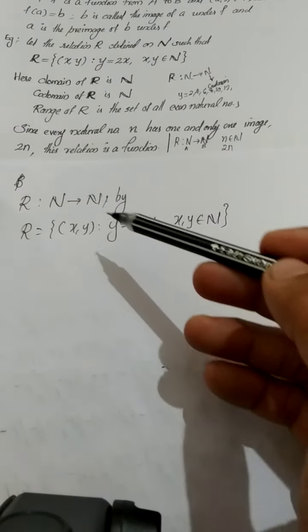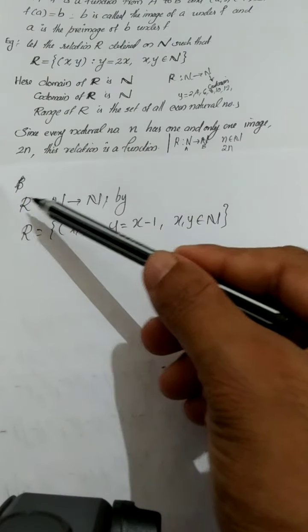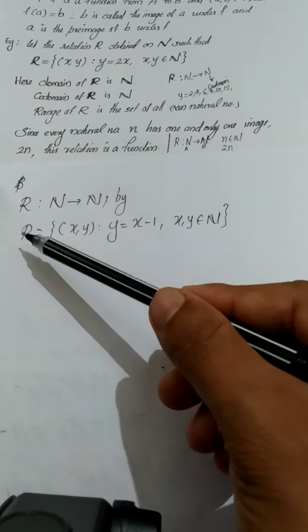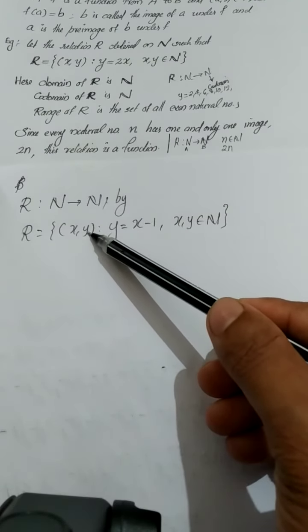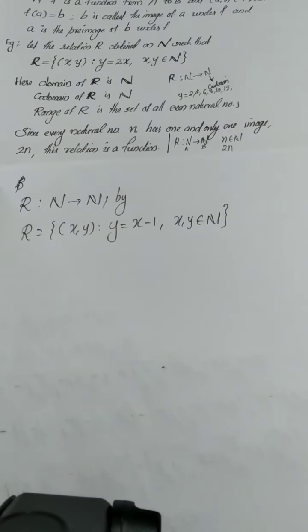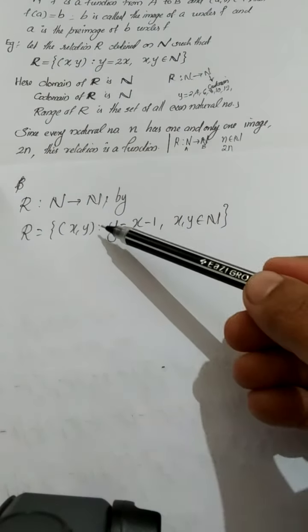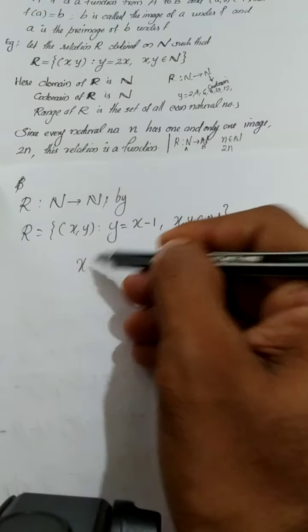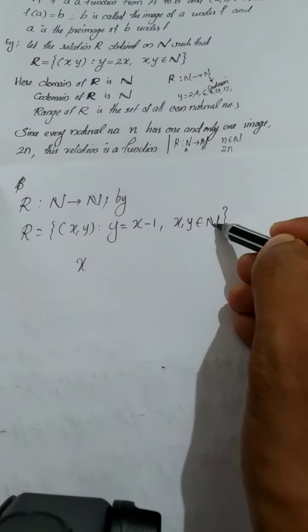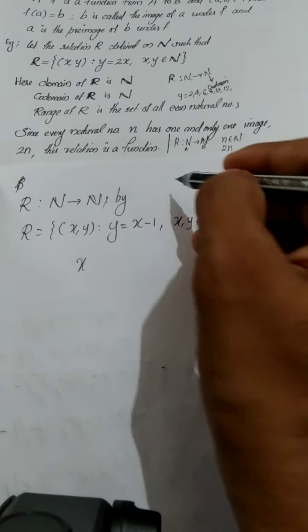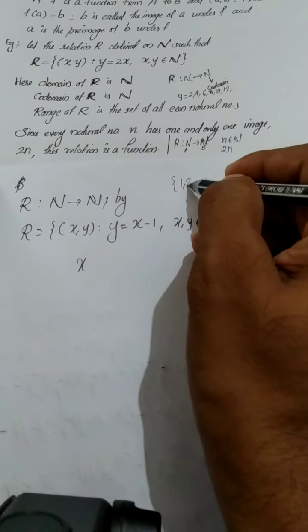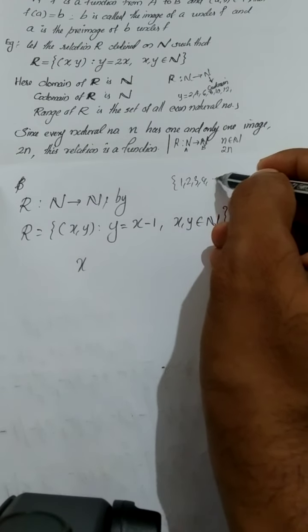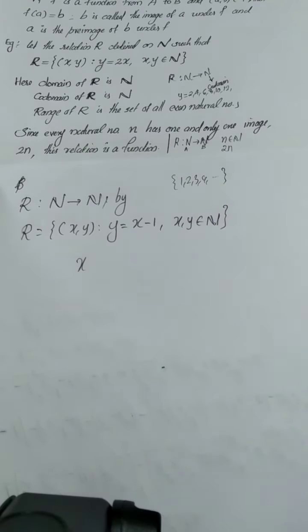For another example, look at here. R from N to N defined by R is equal to the set of (x, y) such that y is equal to x minus 1. Is it a function or not? We are going to check that. y is equal to x minus 1, where x, y belongs to N. N means the set of all natural numbers, that is 1, 2, 3, 4, etc.